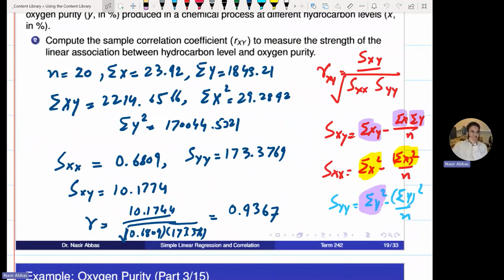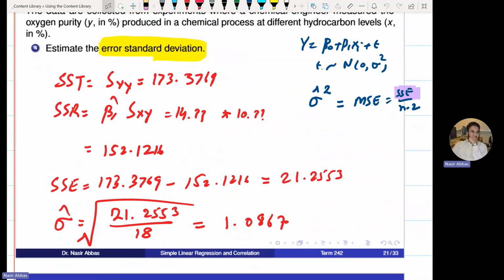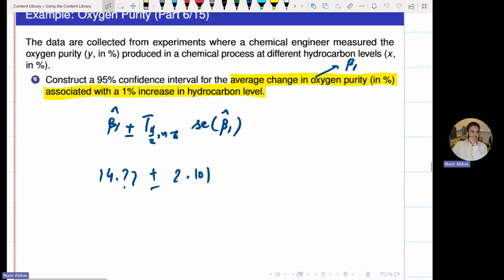We confirmed that observation by finding the correlation. It was 0.93 with a positive sign, which confirms that the relationship is positive, linear, and strong. We found the fitted regression line, which was 74.28 plus 14.9 times X. We estimated the standard deviation of error using the square root of MSE, which is 1.0867. We found the standard errors of B0 and B1, and we were here.